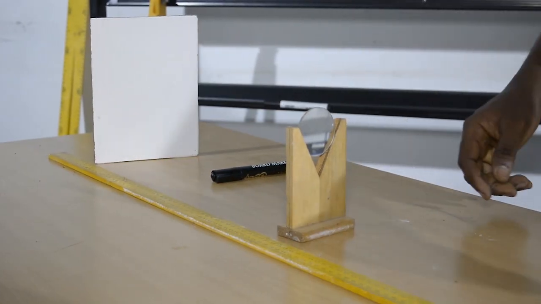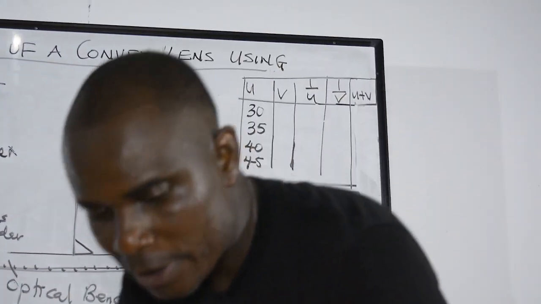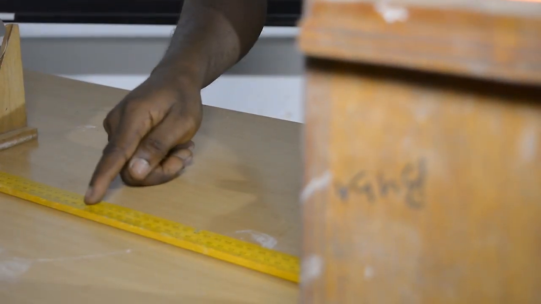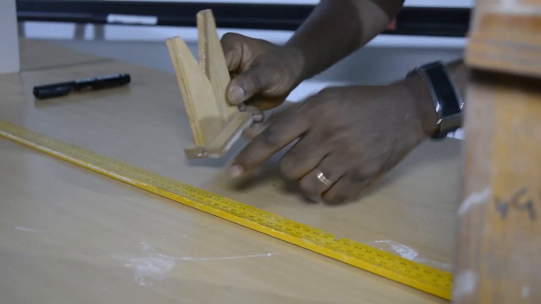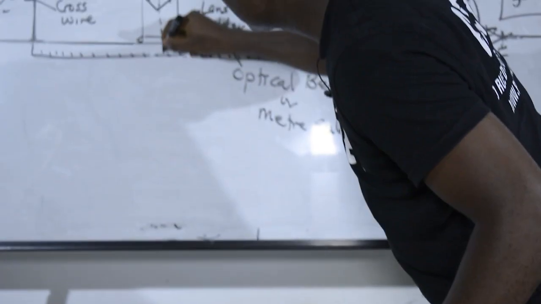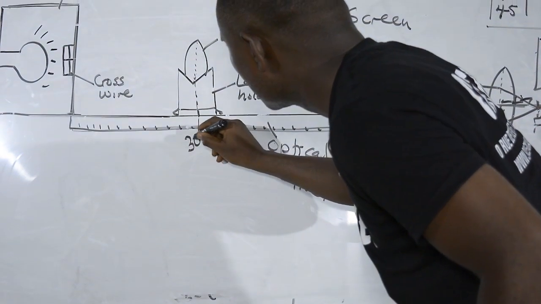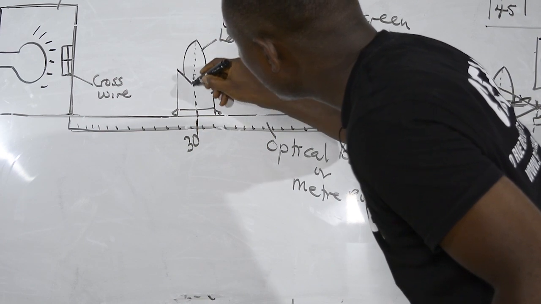The object distances are already measured in this question. We have the object distance as 30 centimeters. So I'm looking at 30 centimeters. I start from 0 and go right until I find 30 here. So this is 30 centimeters. I must ensure that it is exactly at the 30 centimeter mark on the meter rule, at the optical center.